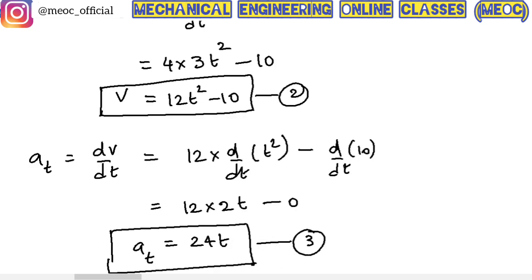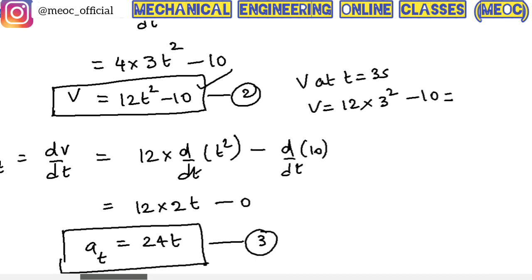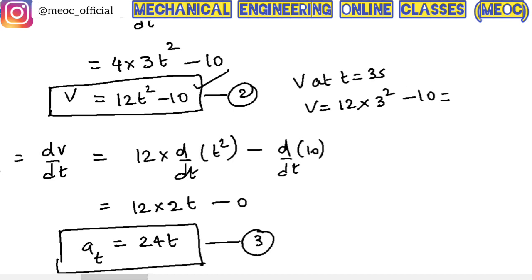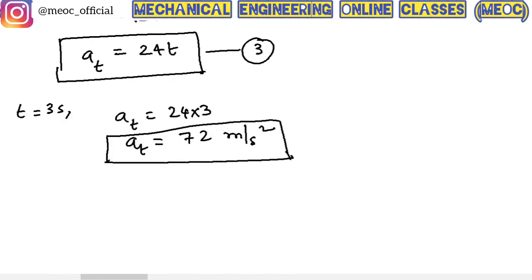Now we can find the velocity also. Velocity at t is equal to 3 seconds: v is equal to 12 into, we are substituting t as 3 in equation number 2, so this becomes 3 square minus 10. So this comes out to be 12 into 9 minus 10. 108 minus 10 is 98 meter per second. So v is 98 meter per second. Let this be equation 4, let this be 5.